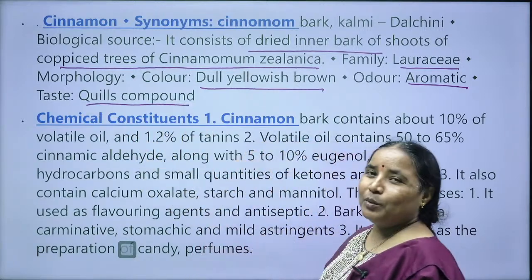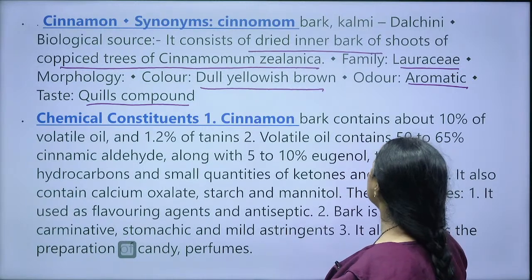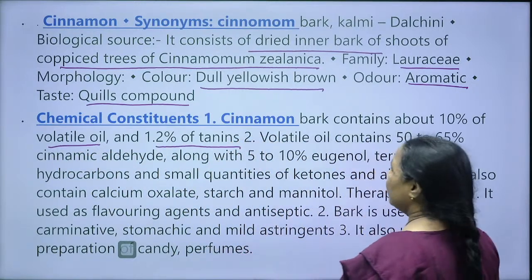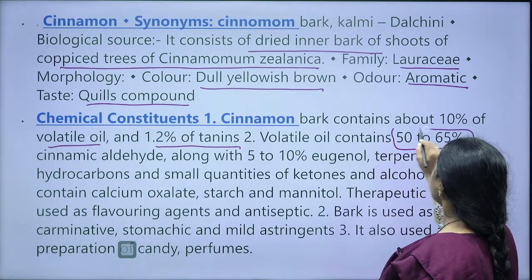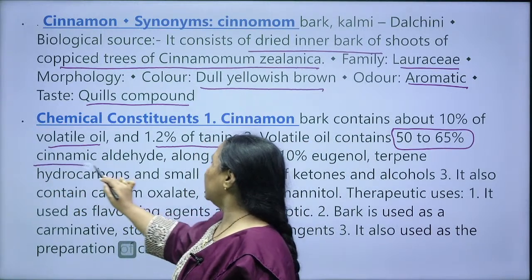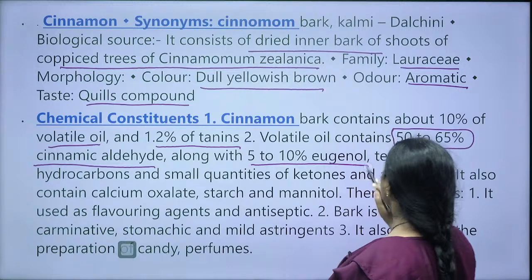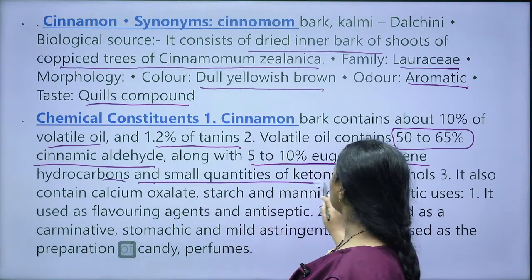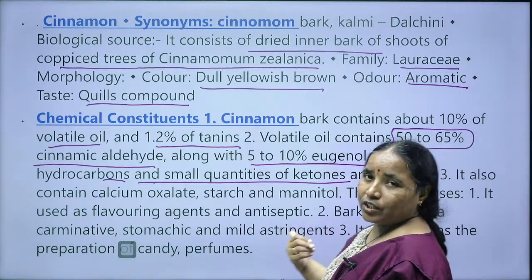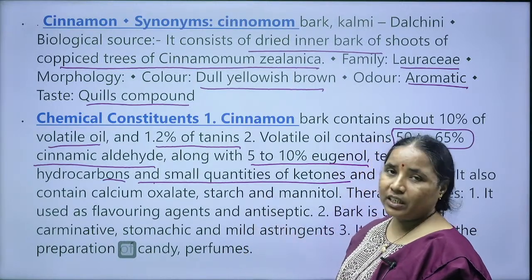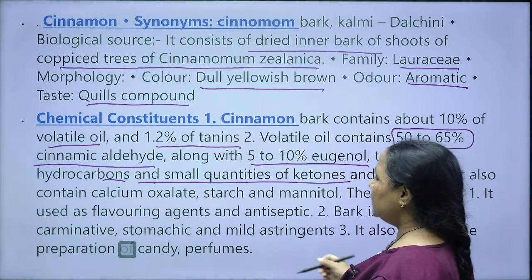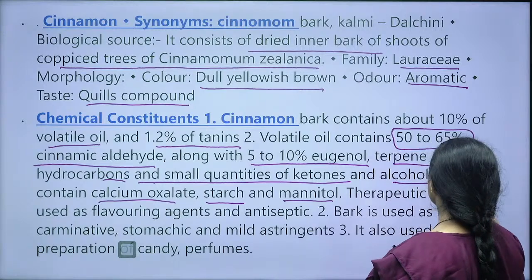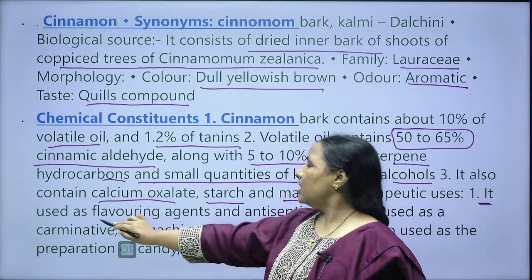The major constituents associated with cinnamon bark are 10% volatile oil and 1.2% tannins, whereas the volatile oil contains the majority, 50 to 60%, of cinnamic aldehyde, along with 5 to 10% of eugenol, terpene hydrocarbons and small quantities of ketones and alcohols. The main ingredient present is cinnamic aldehyde, and it also contains calcium oxalate along with starch and mannitol. The basic therapeutic uses are as a flavoring agent and antiseptic agent.